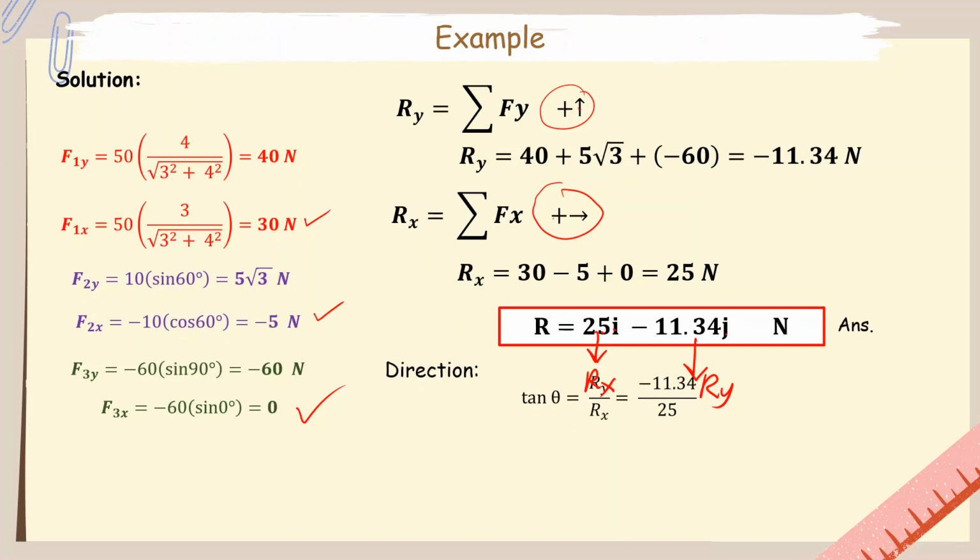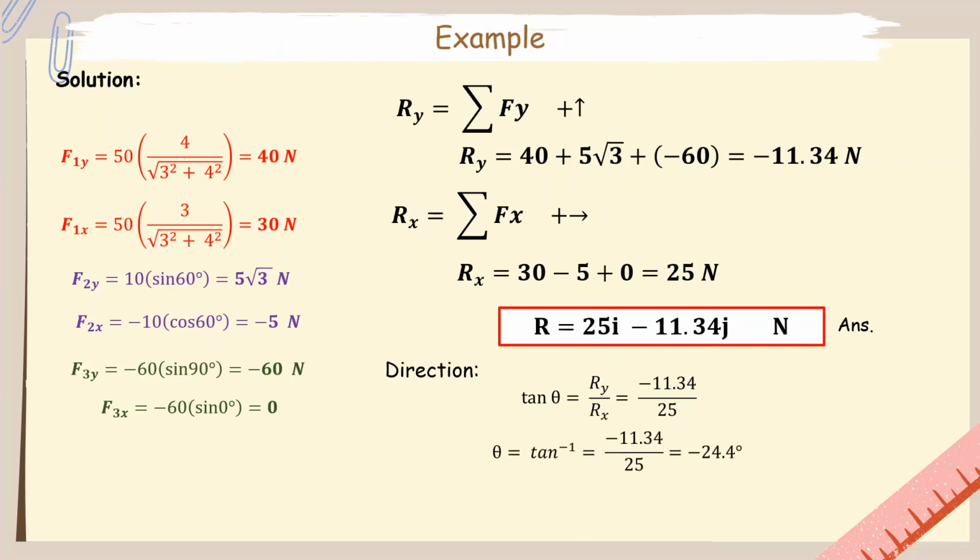Next, how about the direction? So, of course, guys, the direction, tan theta is equal to Ry over Rx lang yan siya ha, pag 2D. So, therefore, the direction of the resultant is negative 24.4 degrees.